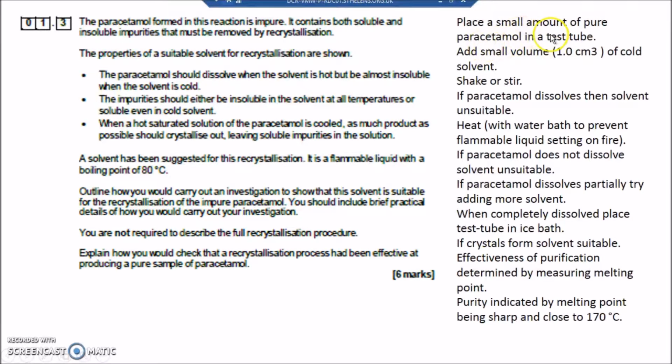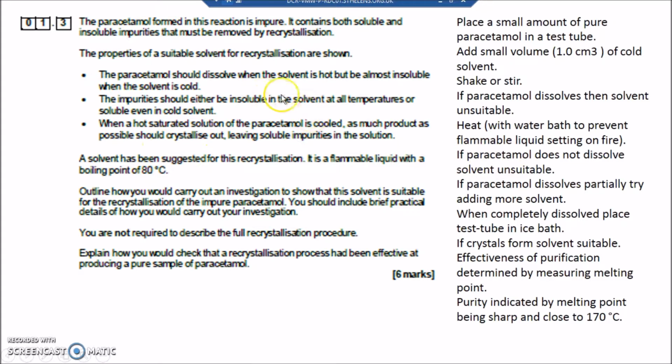So we take a small amount of the paracetamol, put it in a test tube, add a small volume, you don't need to say how much, of the cold solvent. So we want the solvent cold. It says that when the solvent's cold, the paracetamol should not dissolve. So let's give it a shake or a stir just to make sure, and if the paracetamol does dissolve, then the solvent is unsuitable. Okay, so we're checking out whether the solvent's suitable or not. Then you heat it. We're going to heat it on a water bath to less than 80 degrees C. Water bath because it's flammable and it'll set on fire. We don't heat it with a Bunsen, and it's got to be less than 80. We don't really want it to boil and start to evaporate.